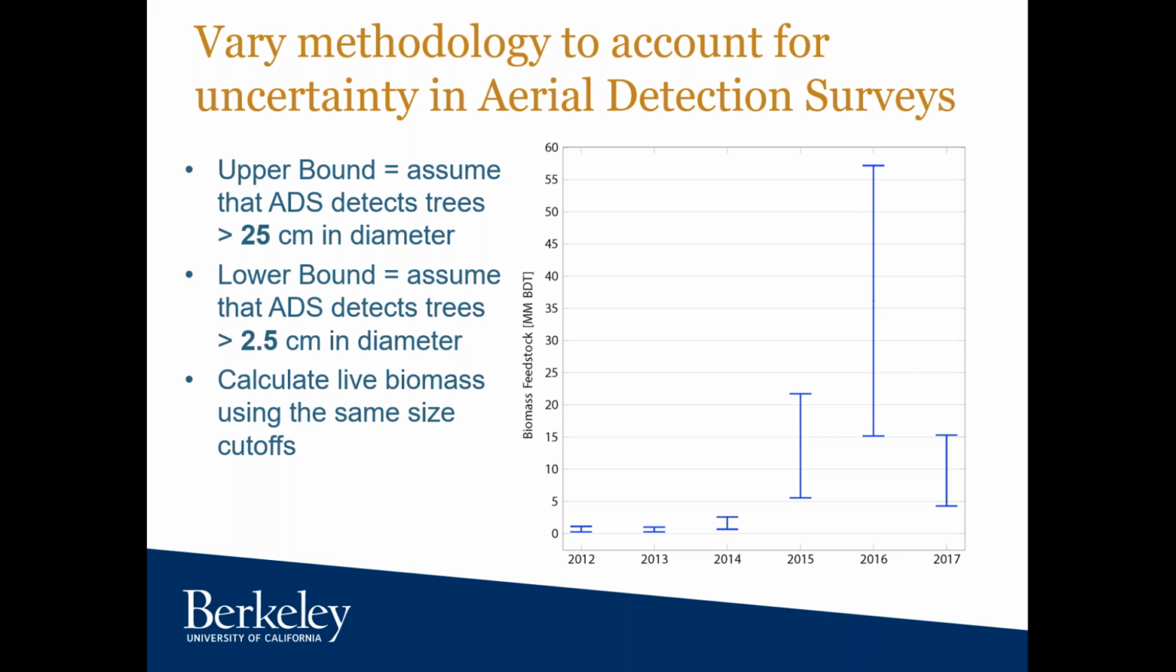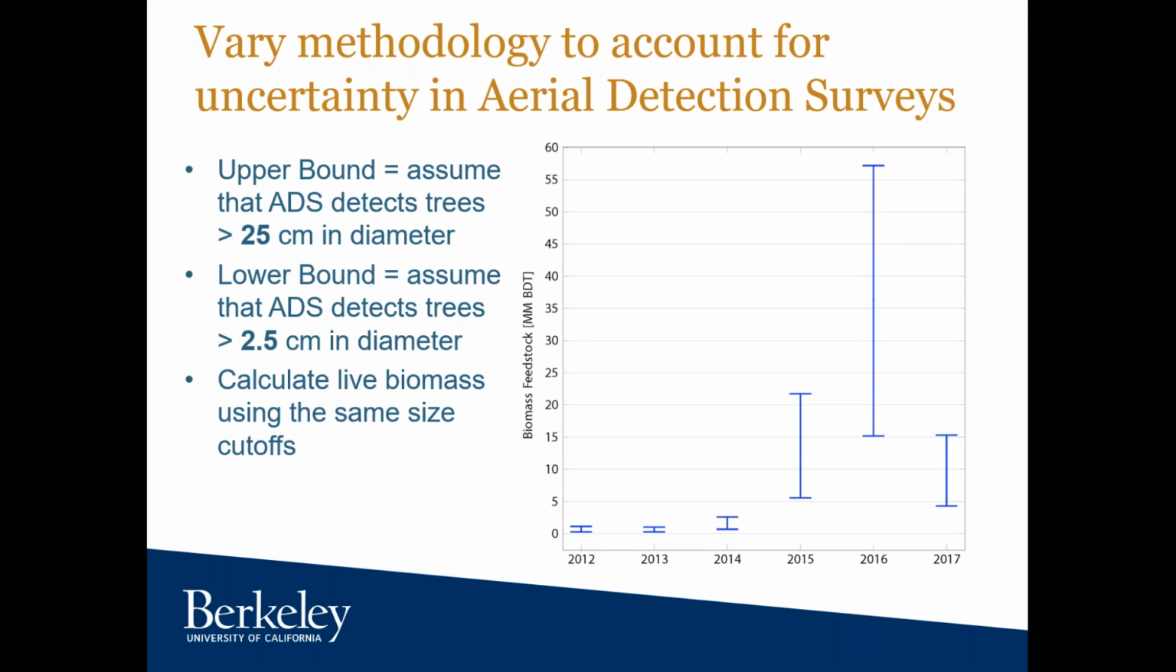So to account for that, we perform the analysis 2 separate times. One is the upper bound estimate, which assumes that aerial detection surveys can detect all trees greater than 25 centimeters in diameter. And then we also have a lower bound estimate that assumes that aerial detection surveys can detect all trees greater than 2.5 centimeters in diameter with equal likelihood.